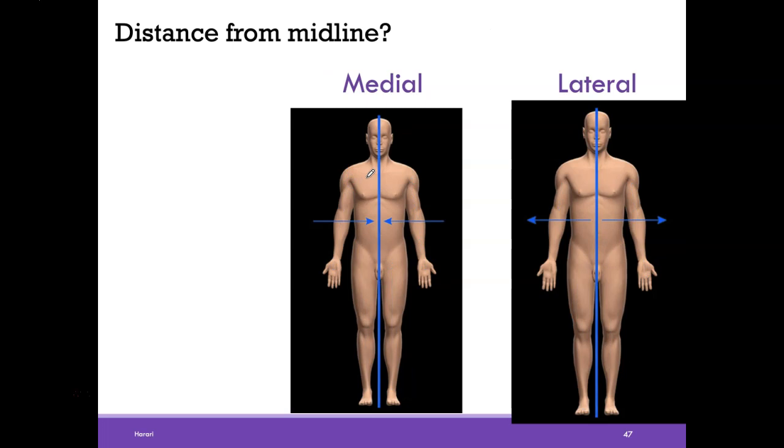How far away something is from the midline is either medial, which is toward the midline of the body, or lateral, away from the midline. So you could say that the heart is medial to the lungs, right? The heart is centered. It's toward the median plane compared to the lungs. But I could say that the eyes are lateral to the nose, right? They're away from the median plane.